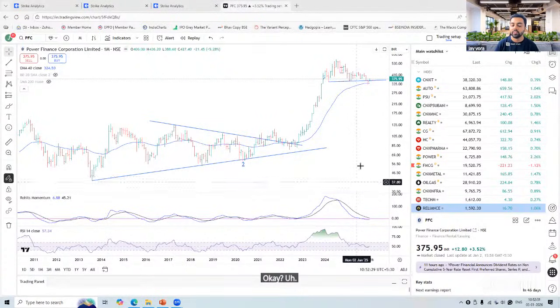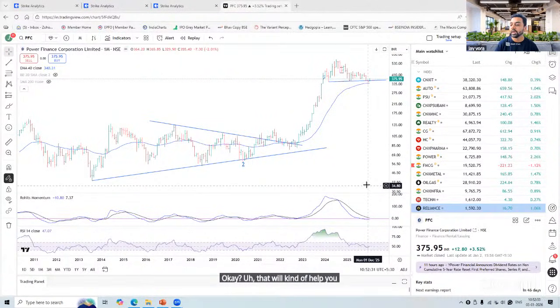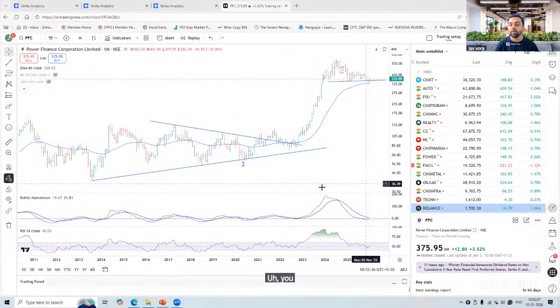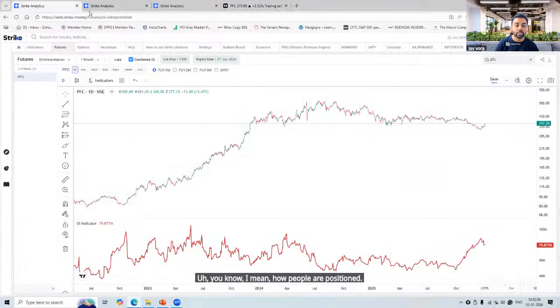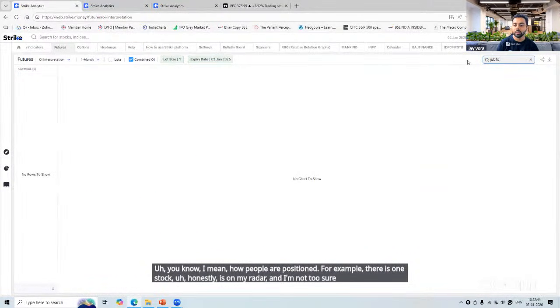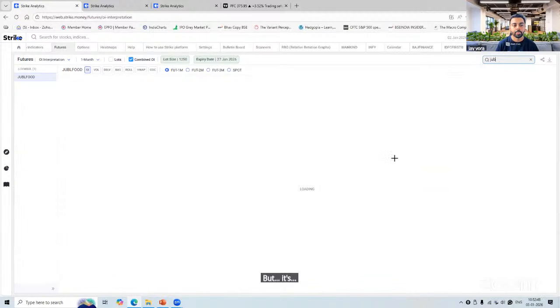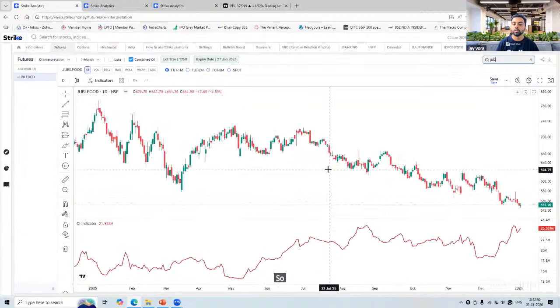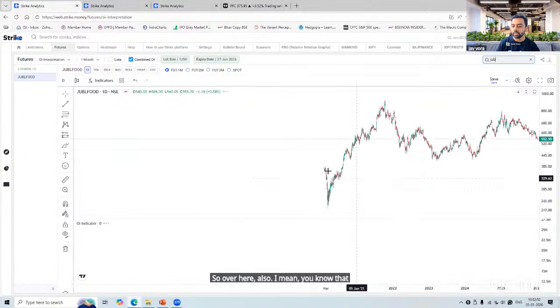That will help you to understand how people are positioned. For example, there is one stock, honestly, that is on my radar, and I'm not too sure about it, but it's Jubilant Food. So over here also, you know that QSR is in the dumps right now.